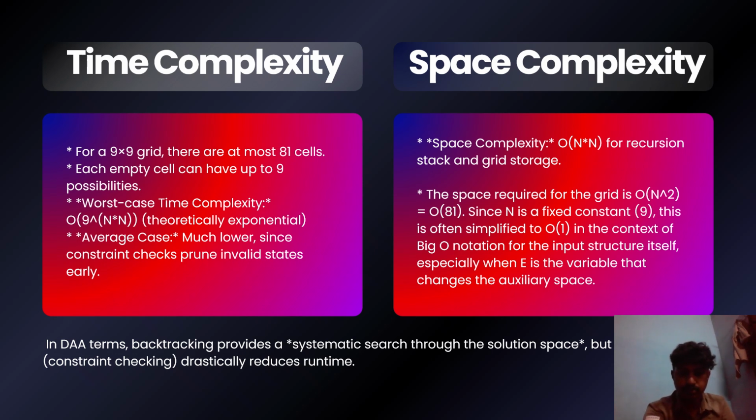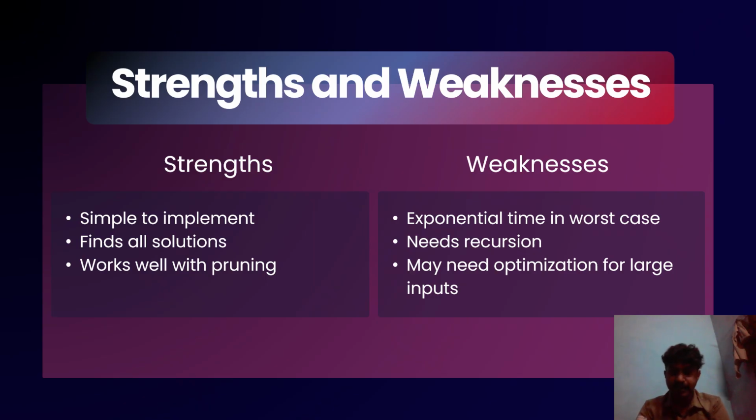And now coming to space complexity. Space complexity is O(n²) for the 9 by 9 grid as well as the recursion stack. Since n equals 9 is a constant, this is often considered O(1) in practical DAA analysis. And now coming to strengths and weaknesses.